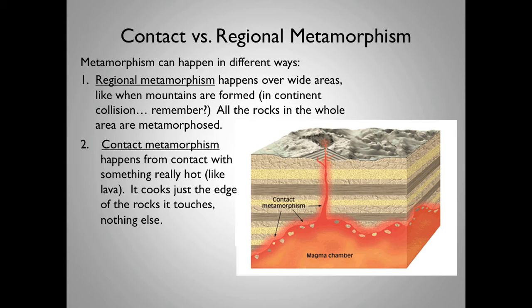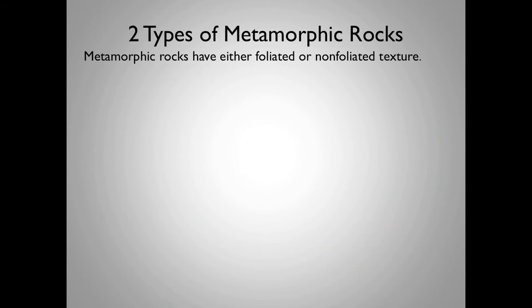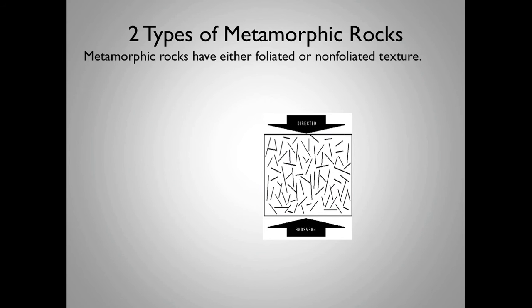Metamorphism can also happen by contact metamorphism, which happens when rocks come into contact with something really hot, like lava, and the lava burns or cooks just the edges of the rock that it touches, but nothing else. So they can have either foliated or non-foliated texture.